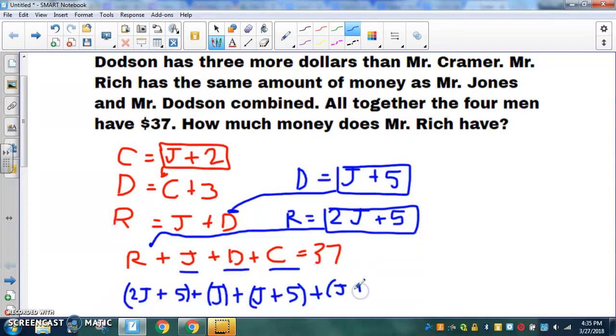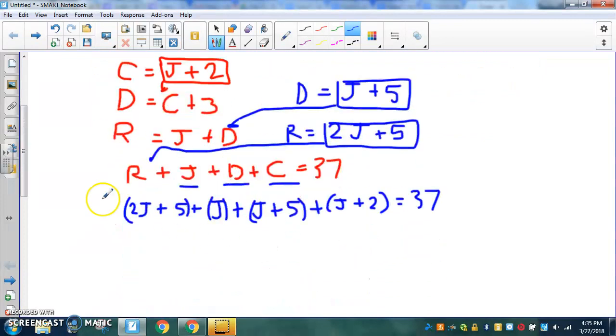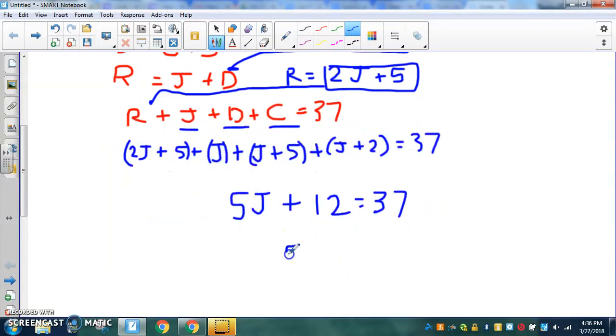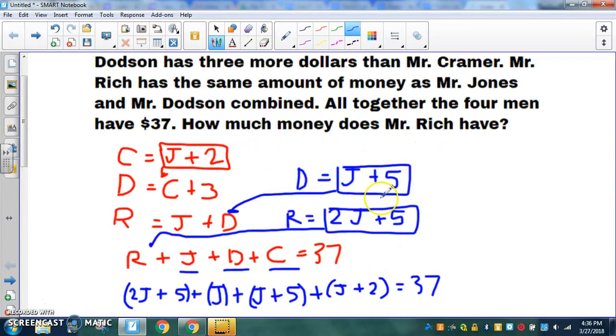I know this seems like a lot of work. This is not the only way to do this. This is just one way. All of this gives you this big long equation with J, and now I can just combine like terms. 2J, J, J, and J. I'm not miscounting. I think that's 5 J's. Plus, I've got 5, 5, and 2. I believe that's 12. And I've got an easy 2-step equation to solve. I think if I subtract 12 from each side, I'll end up with 5J is equal to 25. So it looks like Mr. Jones has 5. Now, I'm not done yet, because the question actually was, how much does Mr.